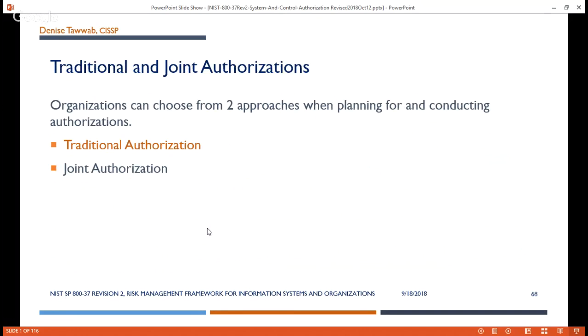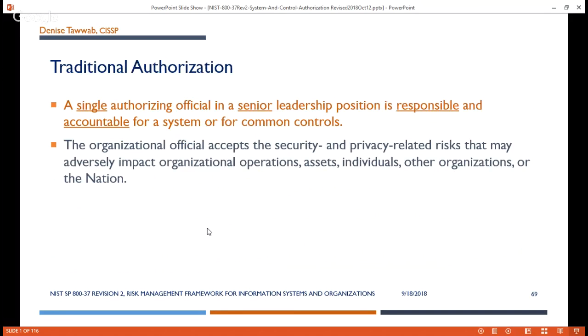Then the other special type of authorization you have are traditional and joint authorizations. So a business can take two approaches when planning for and conducting authorizations: traditional or joint authorization. A traditional authorization is what we've been talking about for the most part. It's a single authorizing official in a senior leadership position who is responsible for and accountable for a system or for common controls.